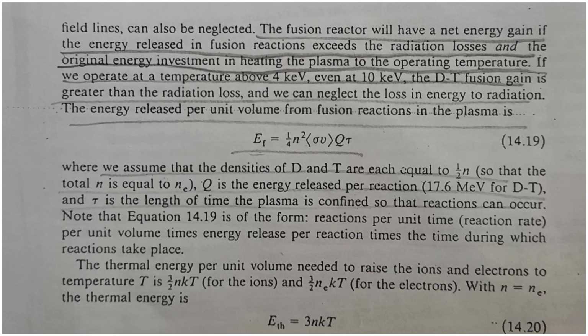The thermal energy per unit volume needed to raise the ions to a temperature T is given by 3 by 2 nkT, and for electrons it is given by 3 by 2 Ne kT. So when n is equal to Ne, the thermal energy is given by ETH is equal to 3 nkT.